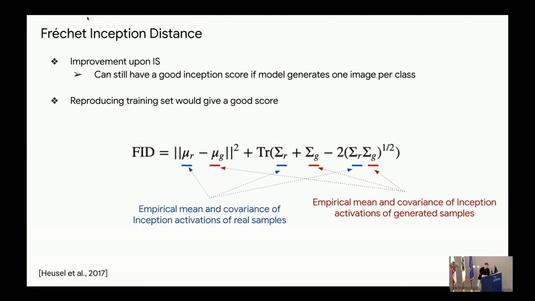Okay, so this is another metric that's been proposed more recently. The idea here is that we're improving upon the inception score, because you can have a good inception score if the model generates just one image per class. So here, instead of looking at the predictions that the neural network makes, we take a whole bunch of real images and a whole bunch of synthetic images, pass them through our inception network, get the mean and covariance, and compare these statistics. In this case, we're looking at the first and second moments.